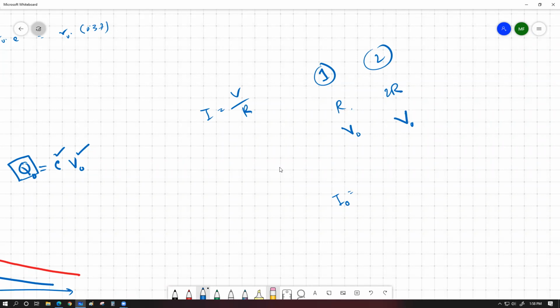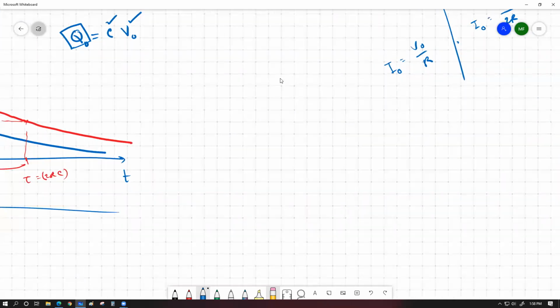For both the cases, the capacitor was charged by the same initial voltage, V naught. So initial current for this capacitor is going to be V naught divided by R, whereas the initial current for circuit number 2 is going to be V naught divided by 2R. So this is the important part that I need you to understand. This shows that initial current for the second circuit will be half the value of the first circuit.